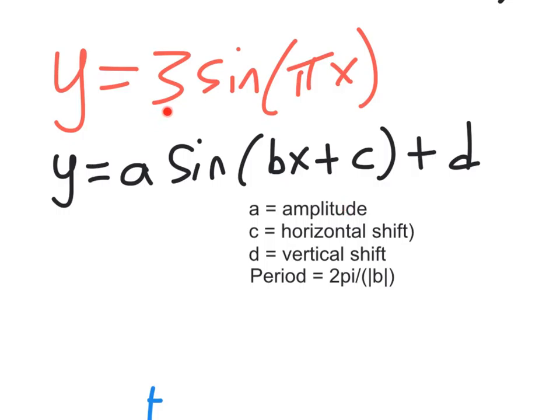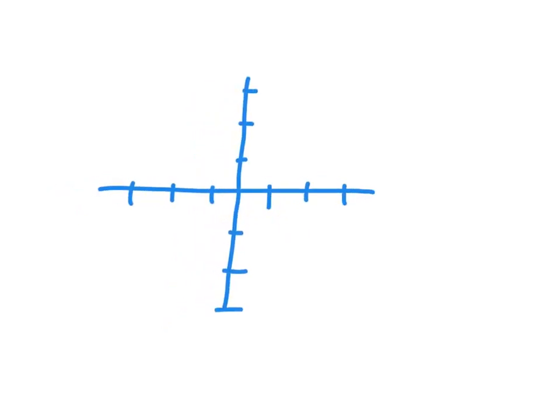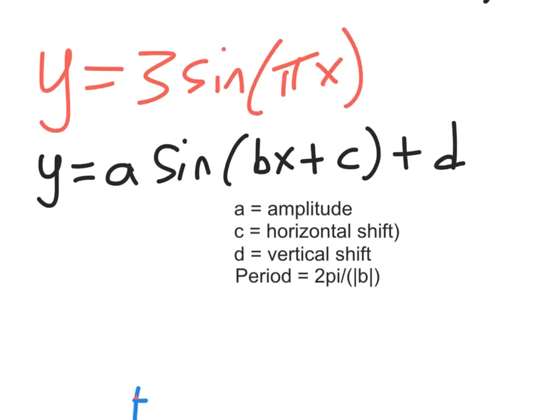But ours has an amplitude of 3, and an amplitude just means how high and how low the sinusoidal function runs. So we start at the origin. The amplitude means it's going to go as high as positive 3, and as low as negative 3. So that's what that A means. It's how high and how low it waves.